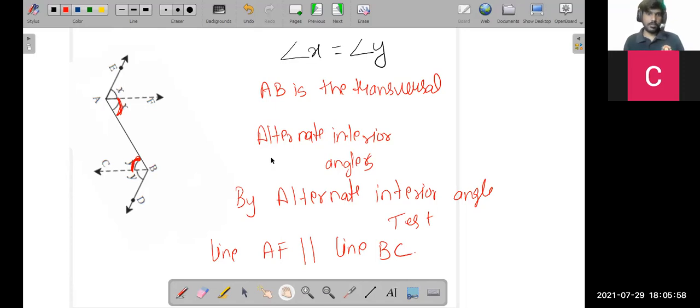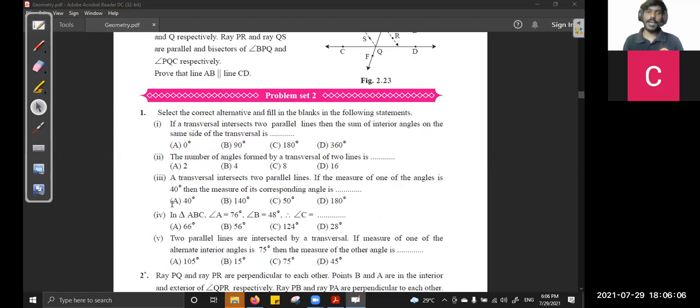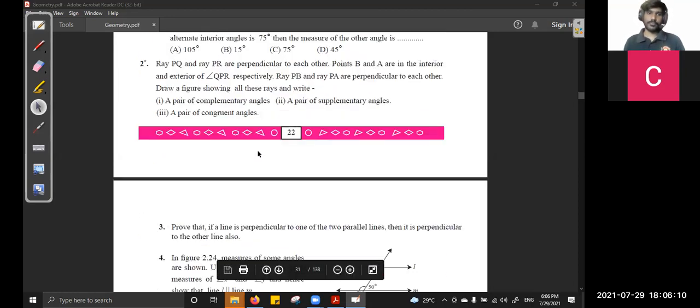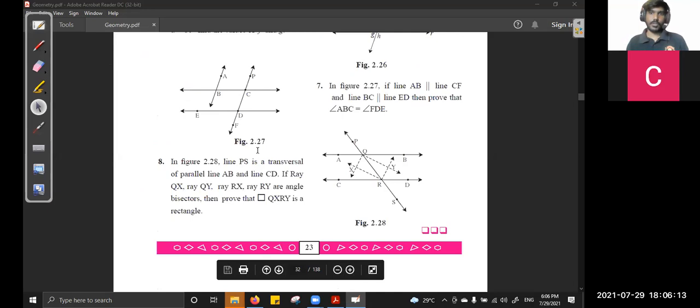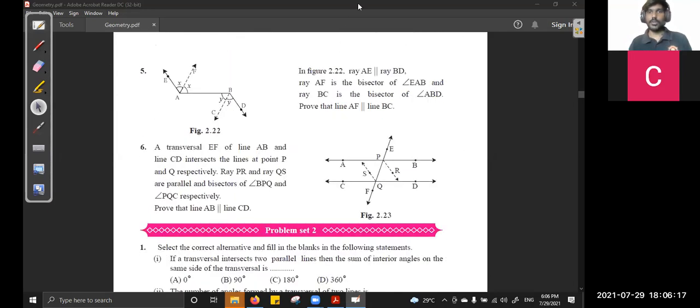Okay, so sixth one, can you try it for homework? Okay, I'll try, sir. Sixth one and problem set 2. Only these MCQs I want you to do. Okay, sir. Problem set 2 MCQs and sixth one. So we'll stop here.